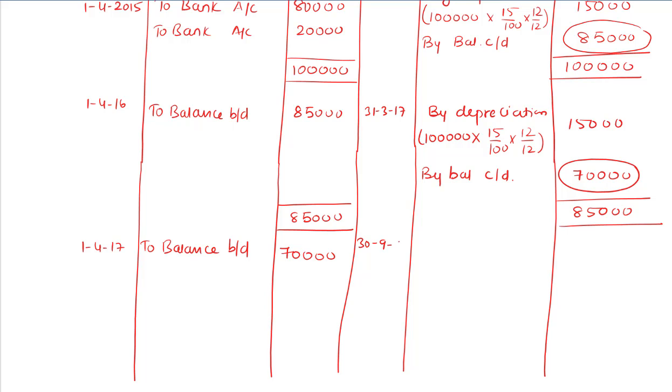What is the date? 30th 9/2018. So we need to calculate depreciation for half year. 1 lakh multiplied by 15%, that is 15,000, multiplied by 6 by 12. So the value of depreciation is 7,500. I believe it is clear.